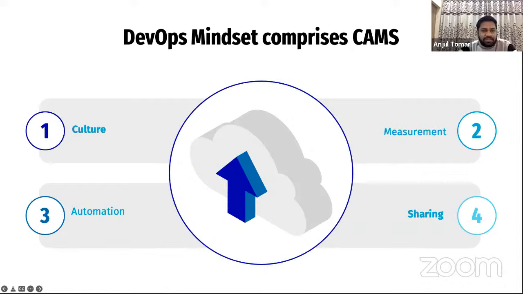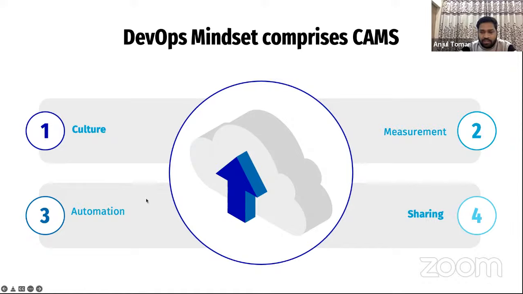So that's why we introduced something called the CAMS principle, the DevOps mindset to get these things done. That's culture, automation, measurement, and sharing. Adoption of automation and measurement is easy. We can definitely introduce tools and get automation and measurement in place.